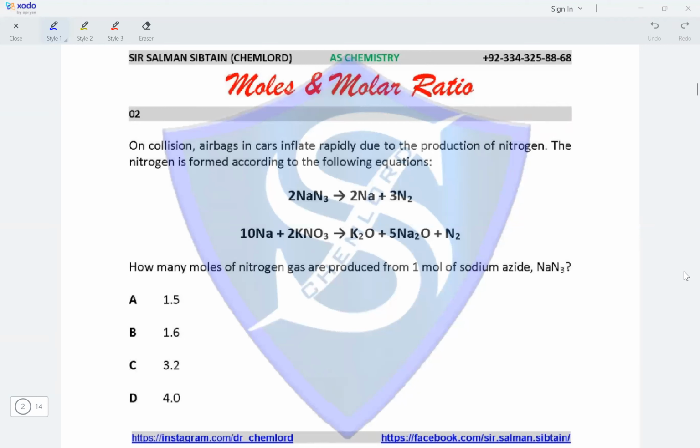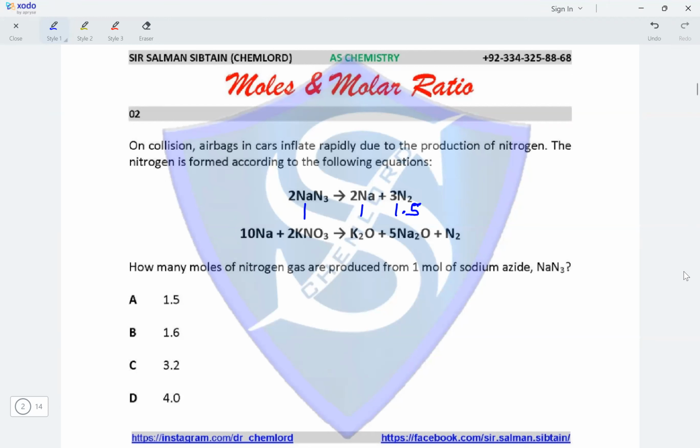Question 2. On collision, airbags in cars inflate rapidly due to the production of nitrogen. The nitrogen is formed according to the following equations. How many moles of nitrogen gas are produced from 1 mole of sodium azide? So, according to the first equation, 2 moles of sodium azide produces 2 moles of sodium and 3 moles of nitrogen. Therefore, 1 mole of sodium azide would produce 1 mole of sodium and 1.5 moles of nitrogen.